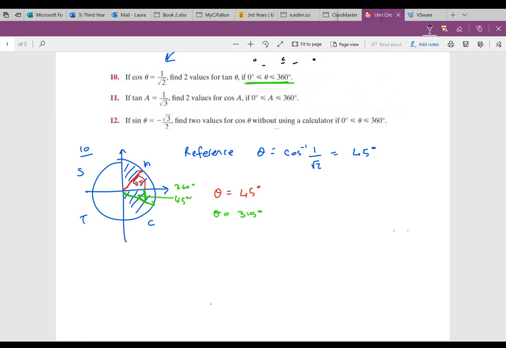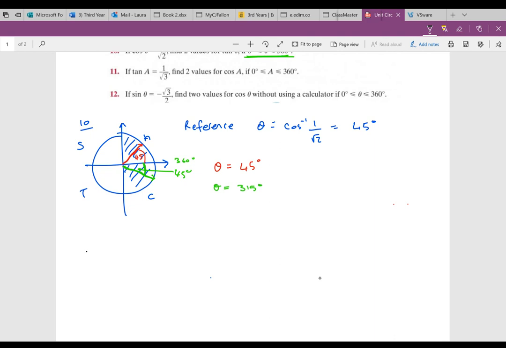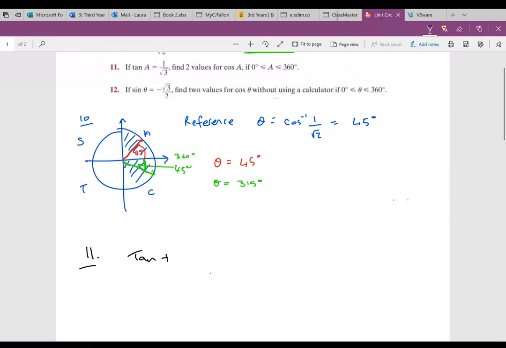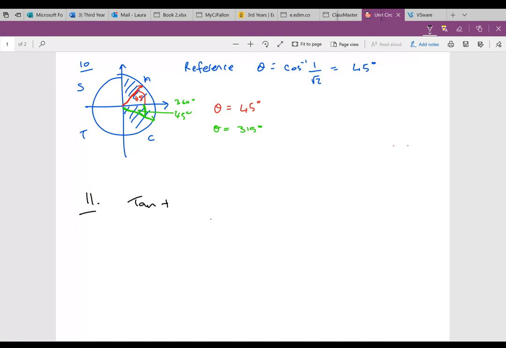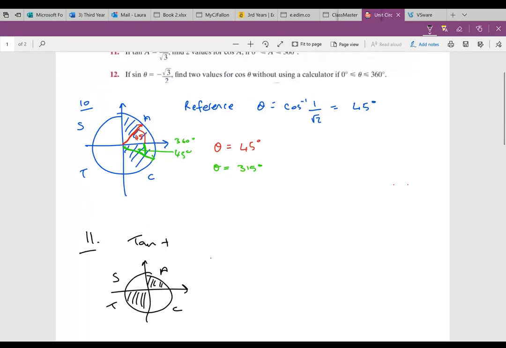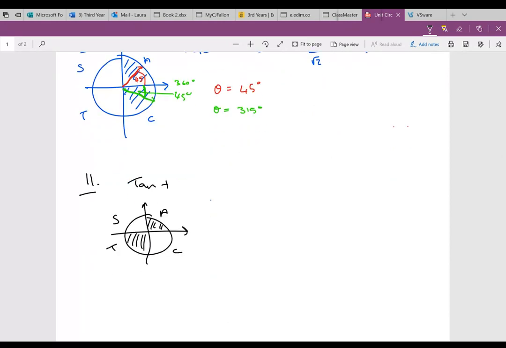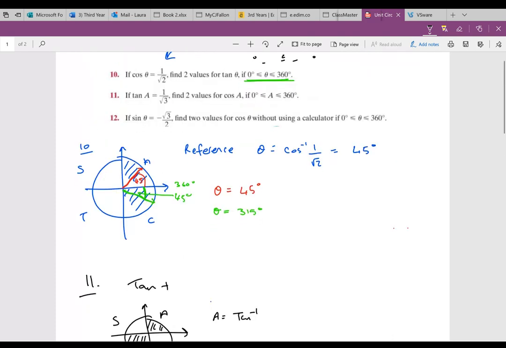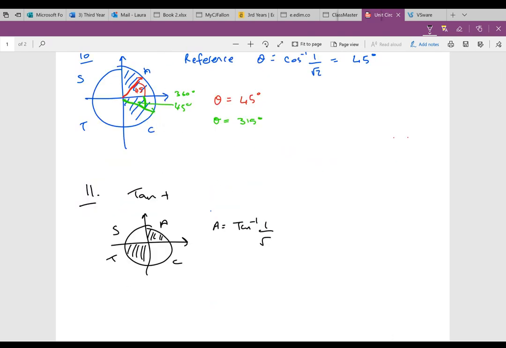Okay, next question is question 11. And here again, we know that tan is positive. So I want to look at the sections in which tan is positive. So again, CAST. So I want to look at the first and the third quadrants. And I'm looking for A, which is tan inverse 1 over root 3.